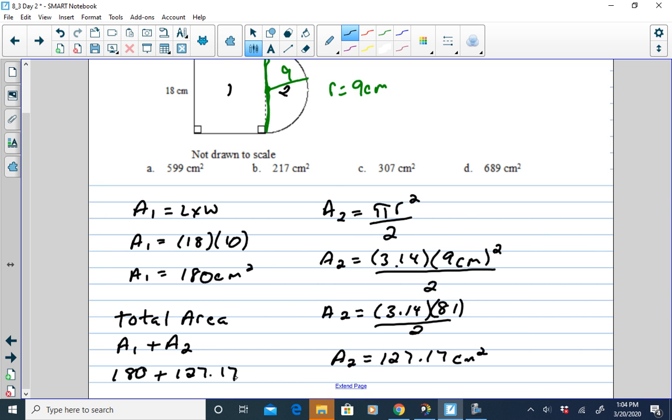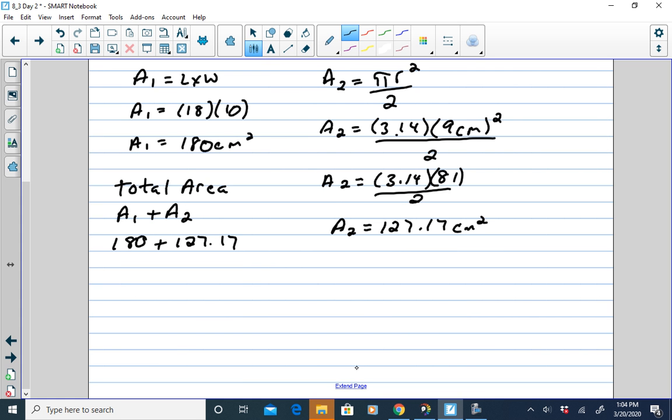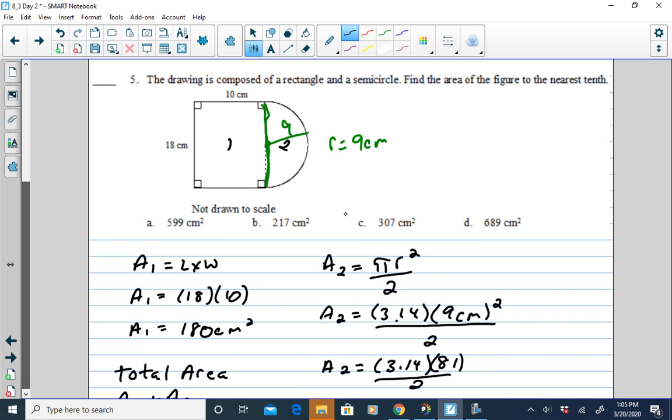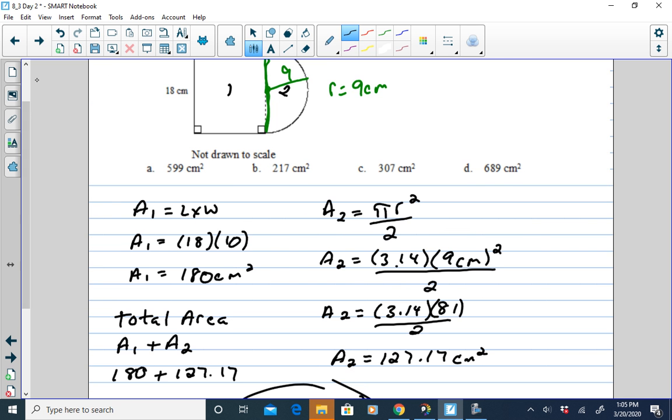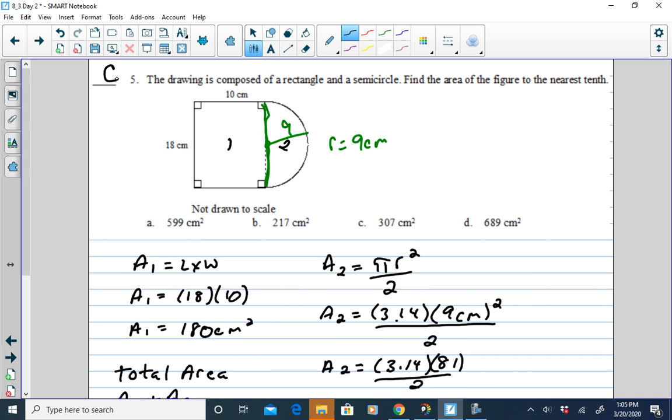Right, and that's going to be 307 square centimeters. So we get 307, what's that, 0.17 square centimeters. That's our area. And we want to choose the closest answer because of our approximations for pi. And that's why that would have to be answer C.